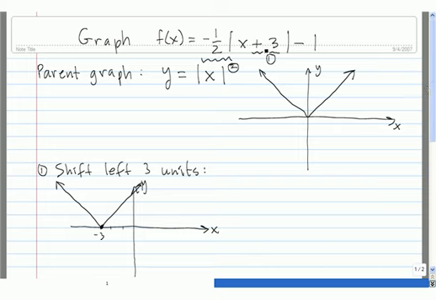Okay, so let's go back to the function. We've taken care of the +3, we've taken care of the -1/2, and now we need to take care of the -1 outside the absolute value. The effect that's going to have on the graph is we're going to shift it down by 1 unit.